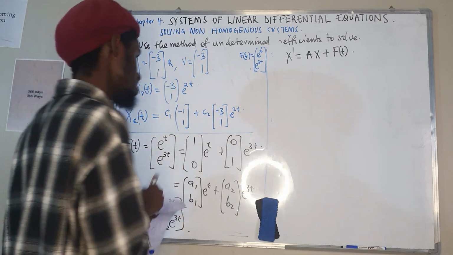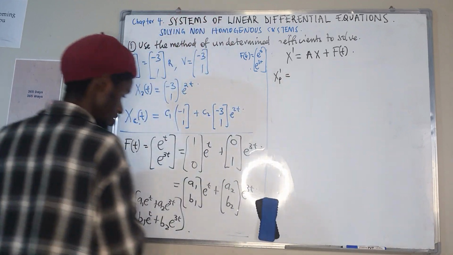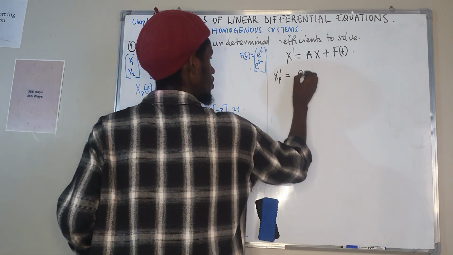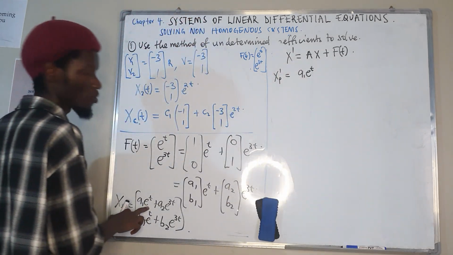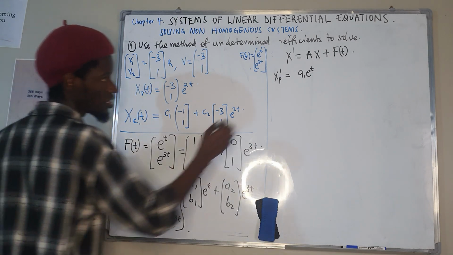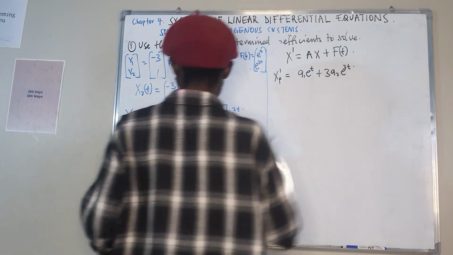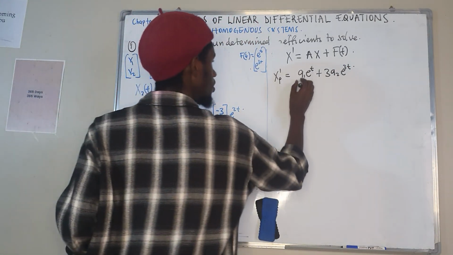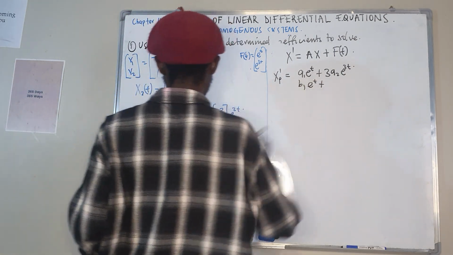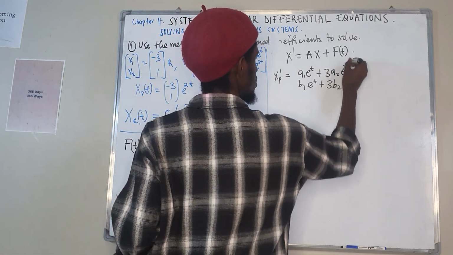Now if I get the first derivative of x_p, let's differentiate this one here. If I differentiate this first term, I have a1 e^t, because differentiating e^t gives e^t. If I differentiate down here, I have 3 a2 e^(3t). Now down here I have b1 e^t, then plus 3 b2 e^(3t), as my x_p'(t).